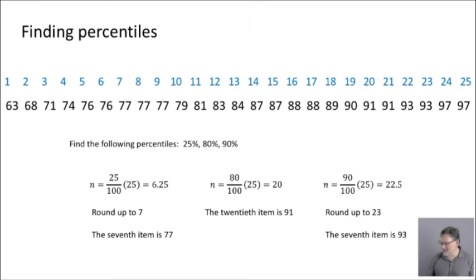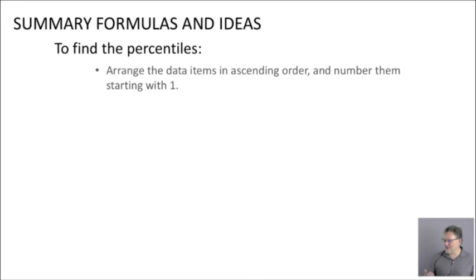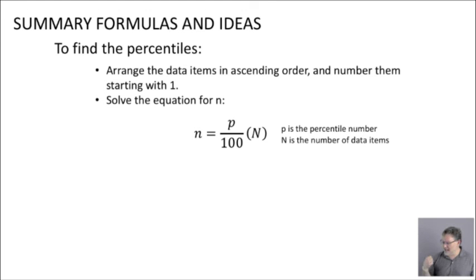So to summarize, to find the percentiles, the first thing you do is our familiar step of arranging the data items in ascending order from smallest to largest, and then you number them, starting with 1. Solve this equation for n, where p is the percentile number that you're given, and capital N is the number of data points that you have.